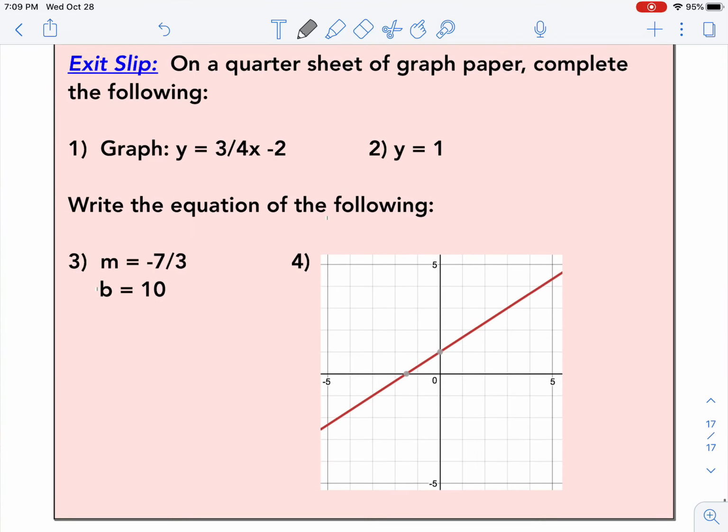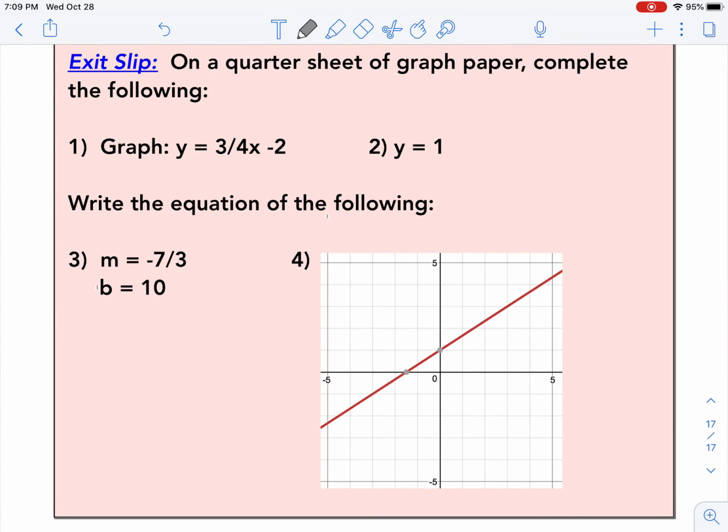All right, I have a little exit slip that I would like you to try. So I would like you to see what you know from these questions. I would like you to try them. So you're going to graph 2 lines, and then you're going to write the equation of the graph using the slope and y-intercept. So I would like you to do this question, and then I would like you to check the notes to see if you have the answer correct.